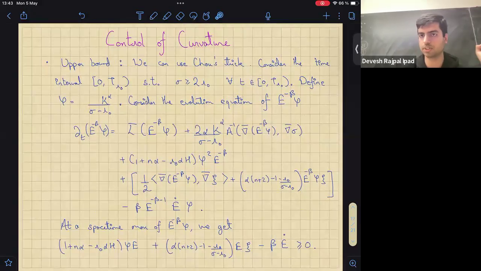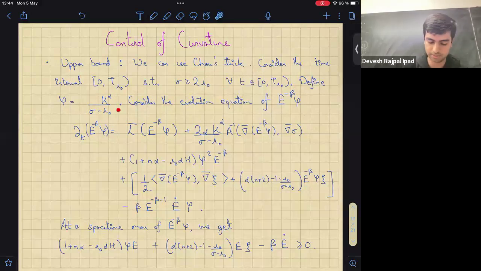The next thing is to control curvatures for this flow, which can be done using similar tricks to the ones in Gauss curvature flow. So the upper bound is done the same way Chow did it. We can use Chow's trick and define the function as this quotient of speed upon the support function, and say we are restricting ourselves to the time where the support function has a lower bound, is greater than or equal to 2 r naught.